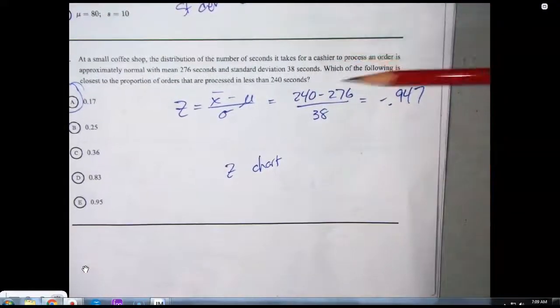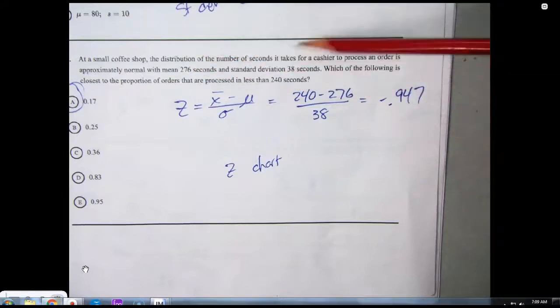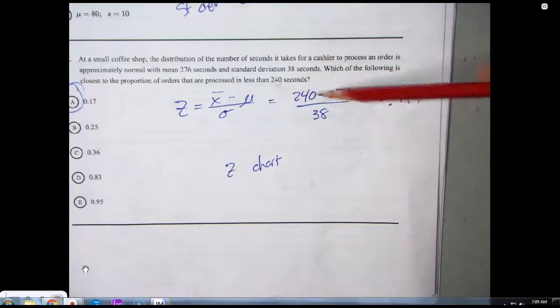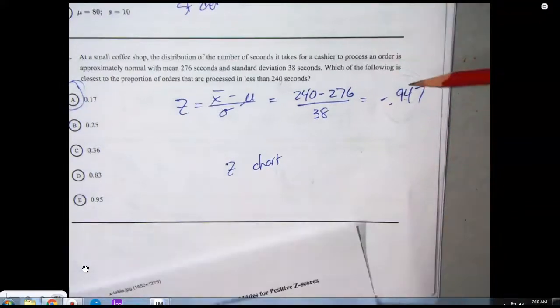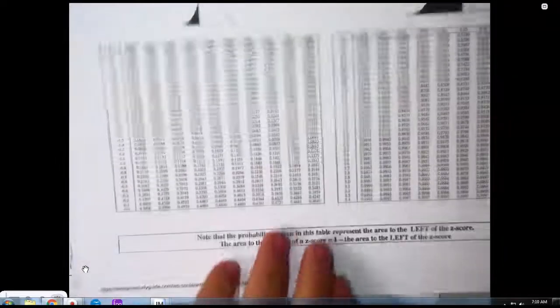Second one, so these are pretty typical. You'll see a few of these on here, but they give you a mean, standard deviation, and then an x bar, like your little sample data. You find the z-score, and then you look up this z-score in your chart. So just to walk through doing that, I probably won't do every one of these, but I'll show a couple. So negative 0.947 is your z-score.